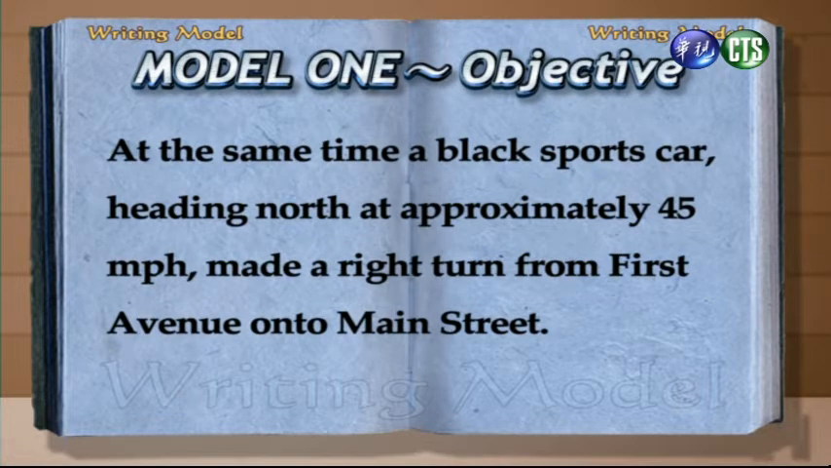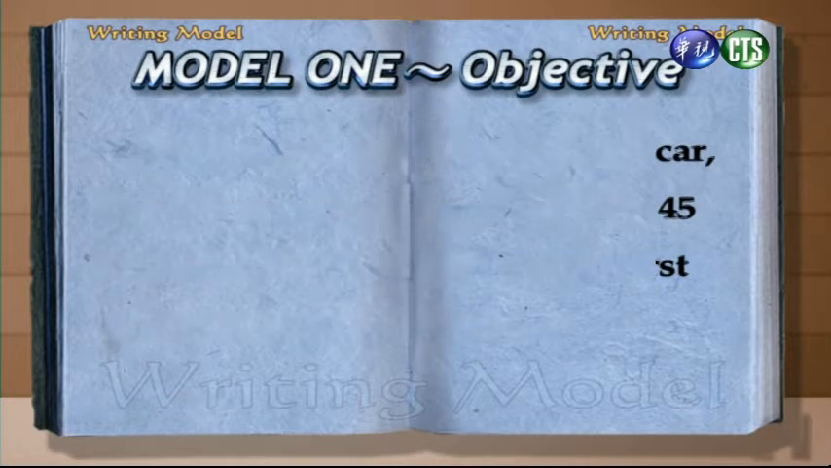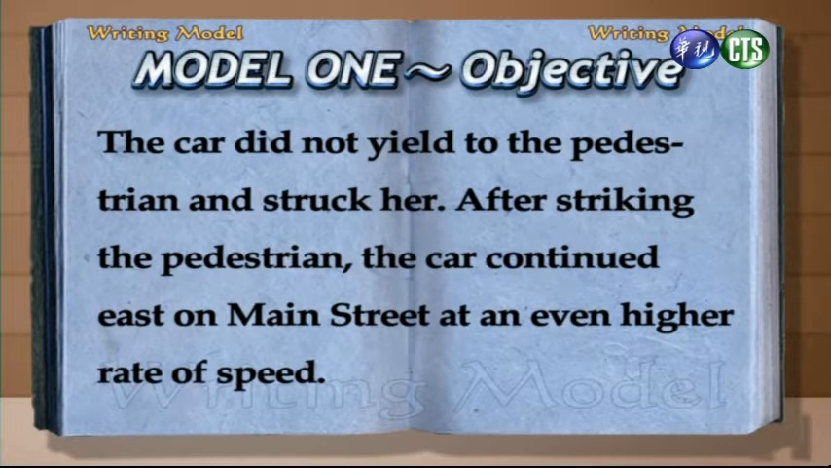At the same time, a black sports car heading north at approximately 45 miles per hour made a right turn from First Avenue onto Main Street. The car did not yield to the pedestrian and struck her. After striking the pedestrian, the car continued east on Main Street at an even higher rate of speed.